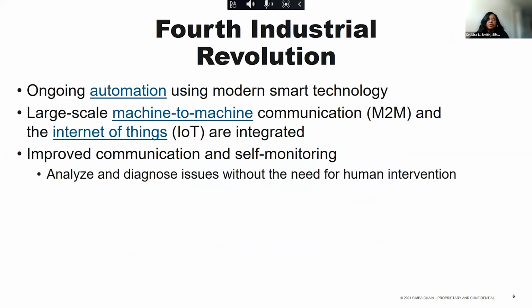This is also how the digitalization of tracking supply chains, as well as financial data, became more prominent. So the fourth industrial revolution is characterized by the digitalization of value chains, which includes ongoing automation using modern smart technology where large-scale machine-to-machine communication and the Internet of Things are integrated. With this comes improved communication and self-monitoring, where we analyze and diagnose issues without much need for human intervention. This concept is most characterized as AI, or artificial intelligence.